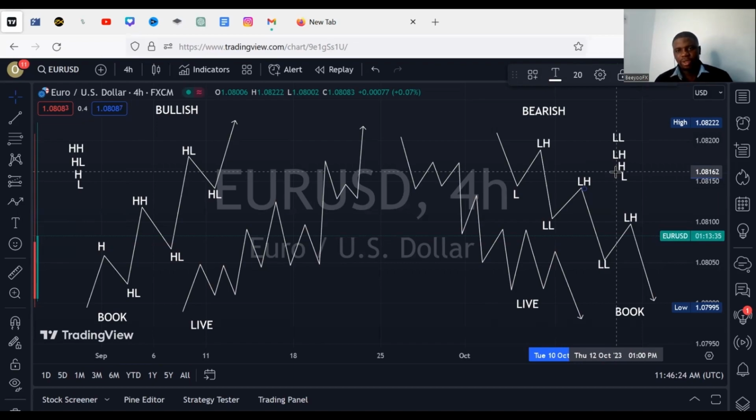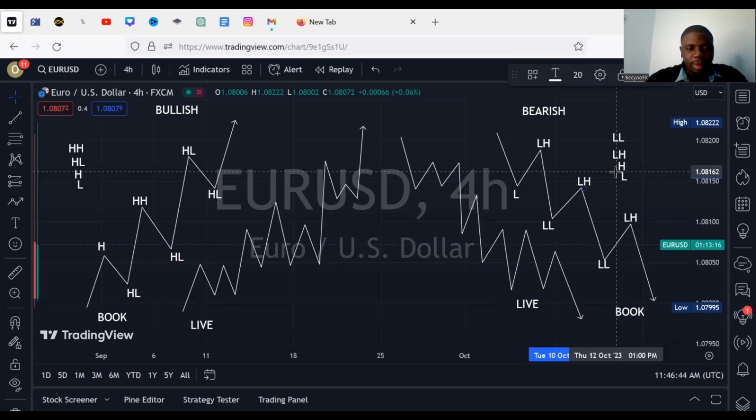And again, for the bearish market, we have lower low. This is the low that is lower than the previous low. The lower high, it is what? Lower high is a high that is lower than the previous high. And then we have the ordinary high and we have the ordinary low.